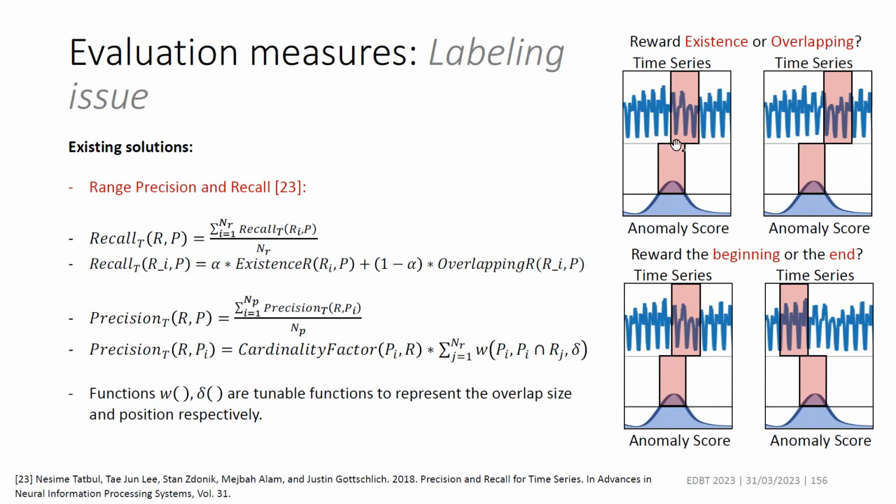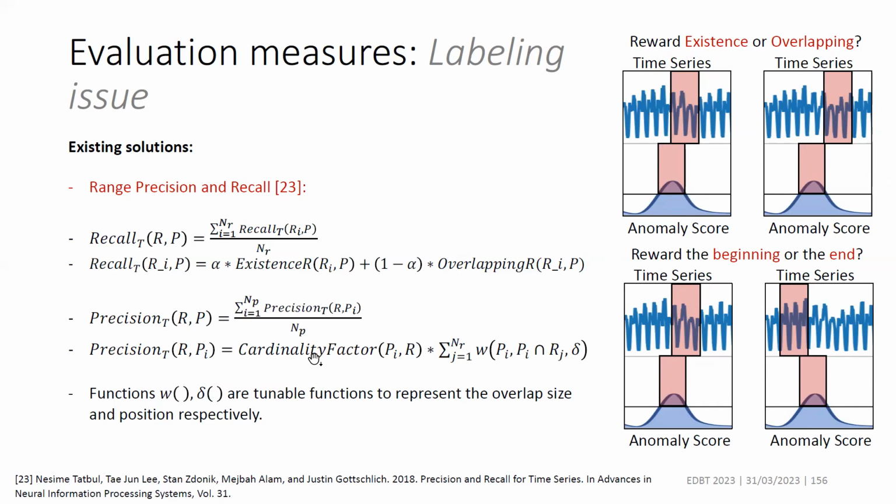And then the overlapping reward is a way to say, okay, is it important for us to be very overlapped? So is it important to be like that or like that? This alpha can say, no, it's not important to be very overlapped. It's just important to find it. Okay, so this is a possibility.